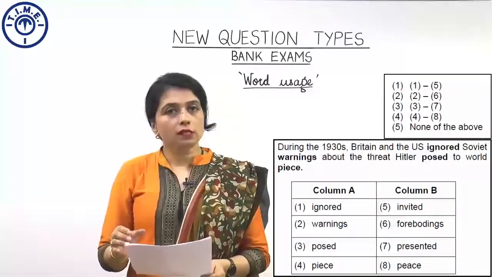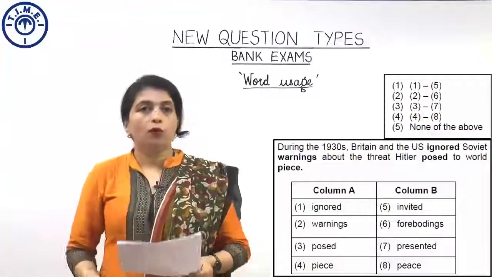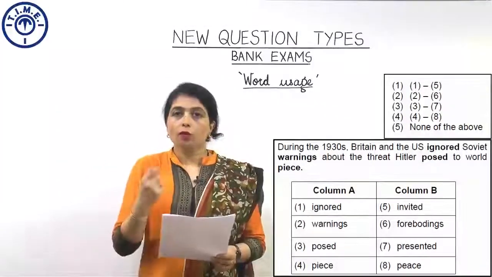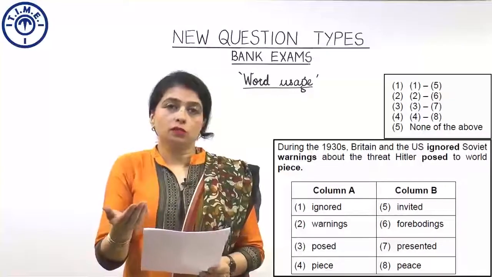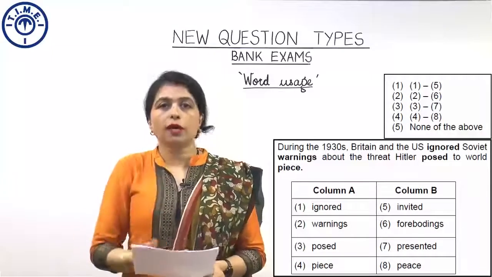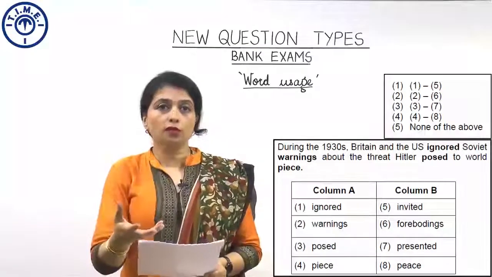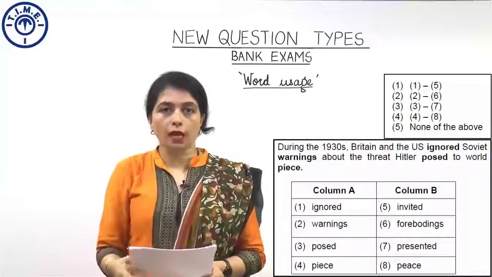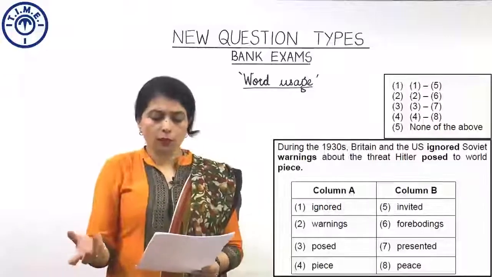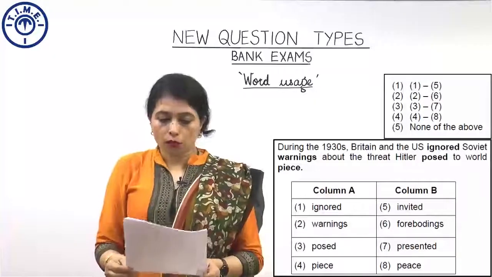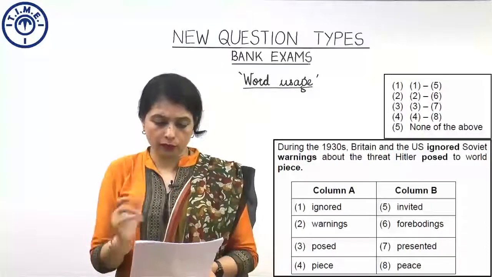Now, is warnings correct, or should we replace it with forebodings? Well, what does foreboding mean? Foreboding means a prediction or something which is said before it actually happens. Now, here the Soviet Union is warning about something. That means it may or may not happen. It's not a prediction that it is going to happen. That's because it's about a threat Hitler posed. So, we need not touch warnings. Warnings is a correct usage.